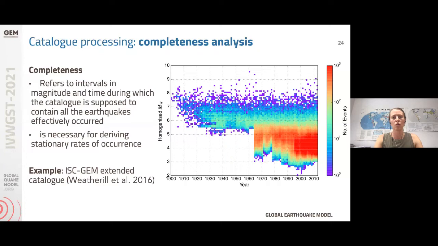So on the right side of the screen is an example of a time magnitude density plot. And we can see that following 1964, when the Global Seismic Network was established, we start to encounter more and more small magnitude earthquakes. And that continues to increase all the way through the duration of this plot.